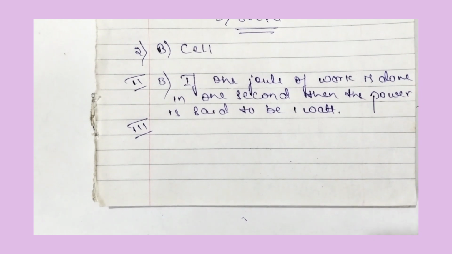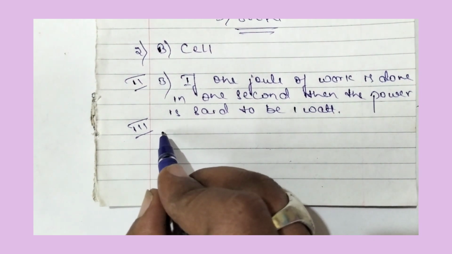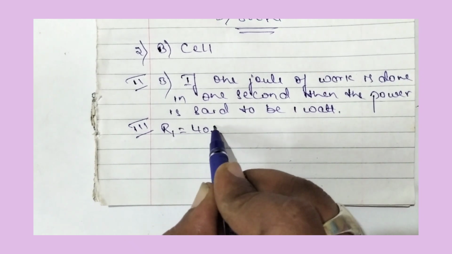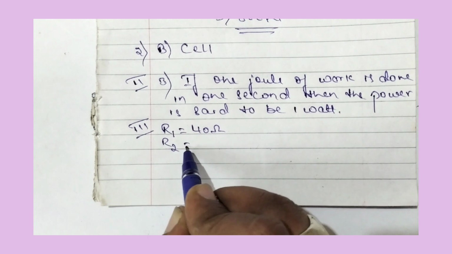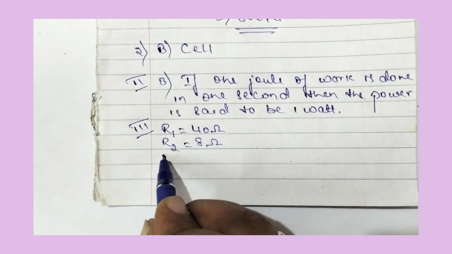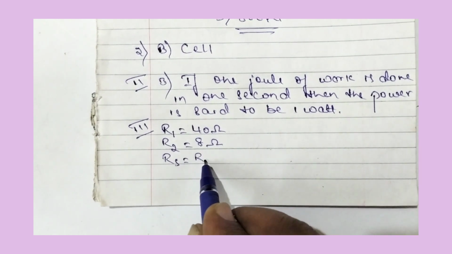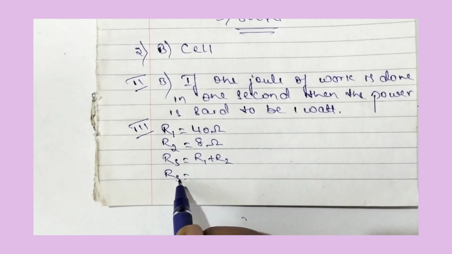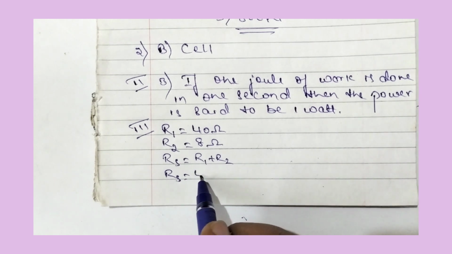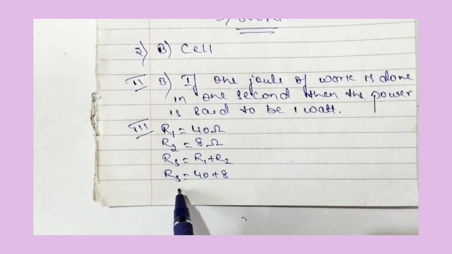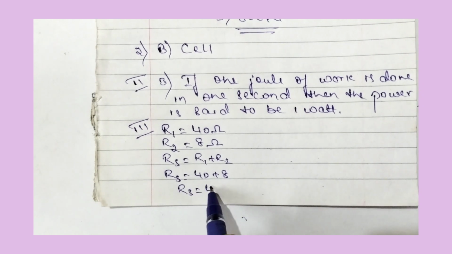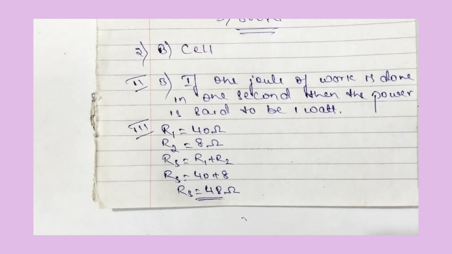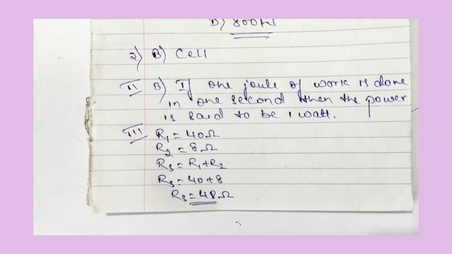So in this question, what have they given? R1 is given as 40 ohm and R2 is given as 8 ohm. Since both of them are connected in series, RS is equal to R1 plus R2. So RS, resistors connected in series, is equal to 40 plus 8. Therefore, total circuit resistance will be 48 ohm. This 48 ohm is the total circuit resistance.